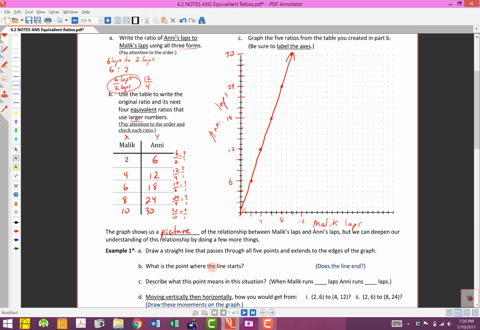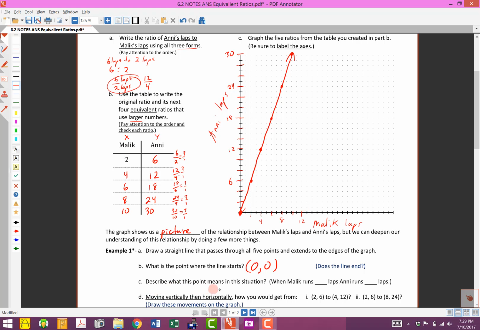And it says, what is the point where the line starts? So that starting point looks like it would be about right there. So that starting point would be 0, 0. All right. Let's see. And does that line end on the other end right here? Well, this right here would be where the line starts, because this would be like 0 laps for Malik and 0 laps for Annie. Would there be a point where this other one ends? On the line there probably wouldn't, but these guys are going to get tired eventually, so the line probably would end if it were really representing the number of laps that they could run.